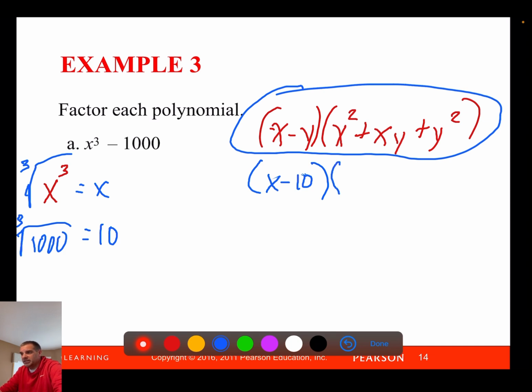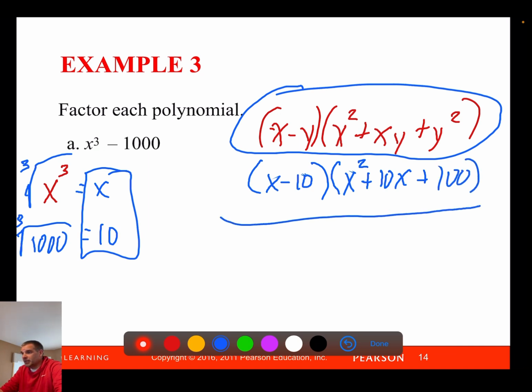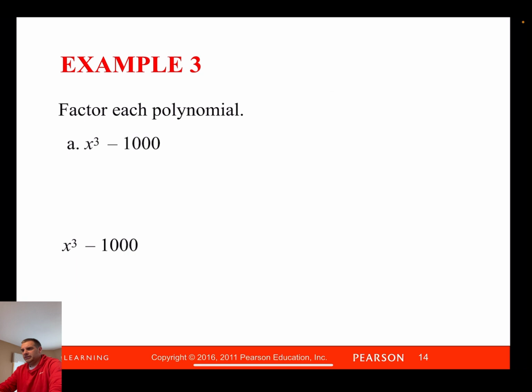Now the second part says I have to do x squared. So that's just going to be x squared plus x times y. Well, my x value is x, my y value is 10, so that's 10x. Plus y squared, my y value in this case is 10. 10 squared is 100. This then is my factored form for that polynomial. So you have to find that x value and that y value essentially, and be able to solve. Okay, so let's see how they do it.